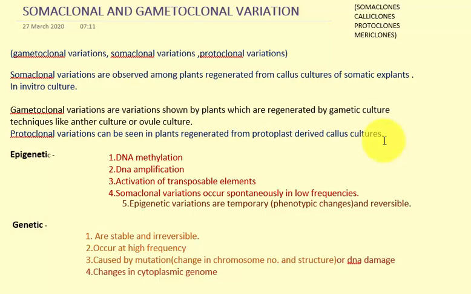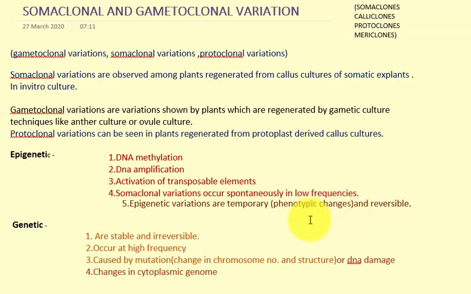The sources could be the epigenetic factor, the genetic factor, sometimes the physiological factor and the biochemical factor, but now we are discussing only the epigenetic factor, that is first the characteristic leads to methylation, then DNA amplification, activation of transposable elements. Somaclonal variations occur spontaneously in low frequency. If it is an epigenetic change, then it will be in low frequency, and epigenetic variations are very temporary, just like phenotypic changes, and are reversible.